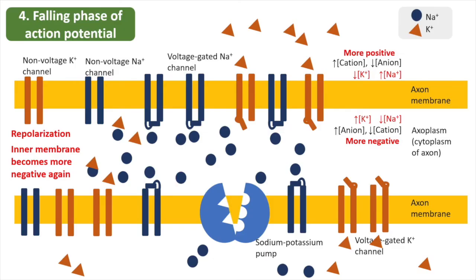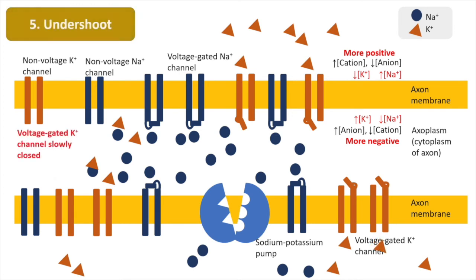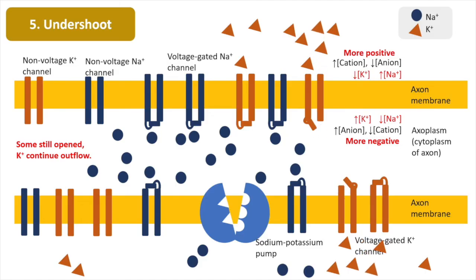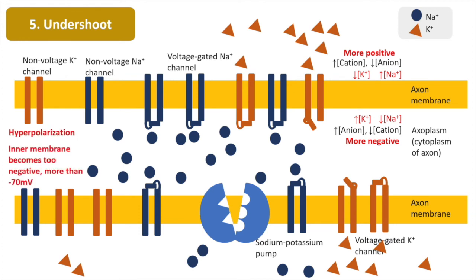The fifth event is undershoot. Most voltage-gated potassium ion channels are slowly closed, but some are still open. Potassium ions continue to outflow. The inner membrane is in hyperpolarization and becomes too negative, which is more than minus 70 mV.